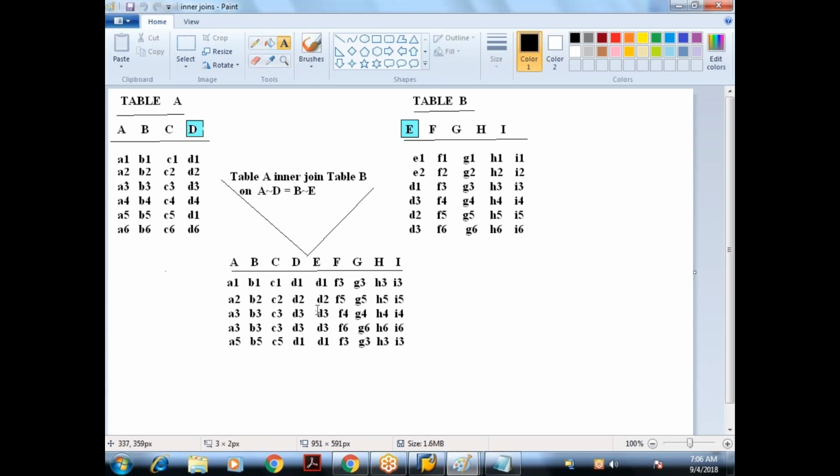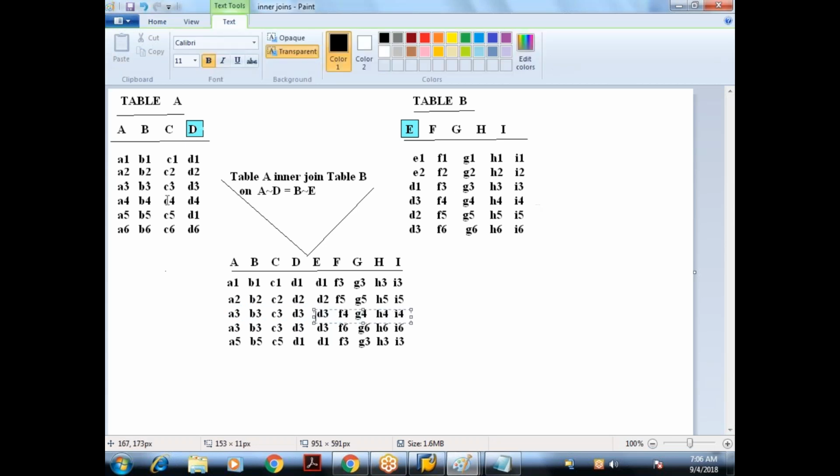What is the first matching row? D3, F4, G4, H4, I4. Again, the same row A3, B3, C3, D3 from the left hand side. What is the other matching row? D3, F6, G6, H6, I6. So it will take all the matching rows one after the other.